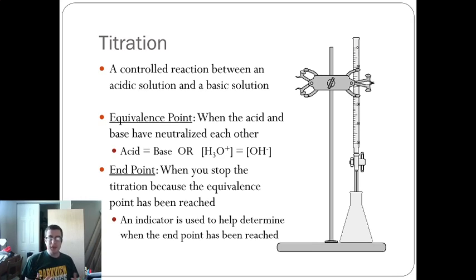So a titration then is a specific type of neutralization reaction. We typically use this whenever we want to figure out some kind of very specific thing. So maybe we have an unknown sample of something and we want to know exactly what the concentration of that acid or base is. So we can use a titration in order to do that.